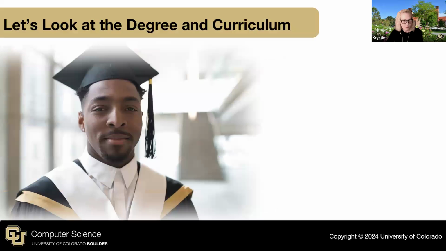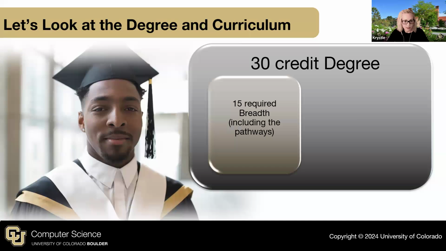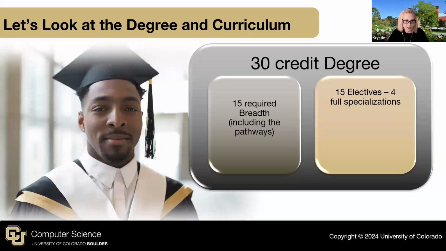All right, now you know how it works. So let's take a look at the degree and the curriculum. This is a 30-credit degree with 15 required breadth courses, which also include pathway courses, which are those admissions pathway specializations. You can select your 15 required electives, but you must have at least 4 full specializations within those electives. Note that you cannot transfer credits from another university or campus into this program.